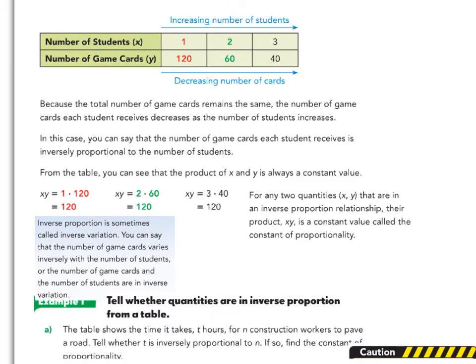Okay, inverse proportion is sometimes called inverse variation. You can say that the number of game cards varies inversely with the number of students, or the number of game cards and the number of students are in inverse variation.